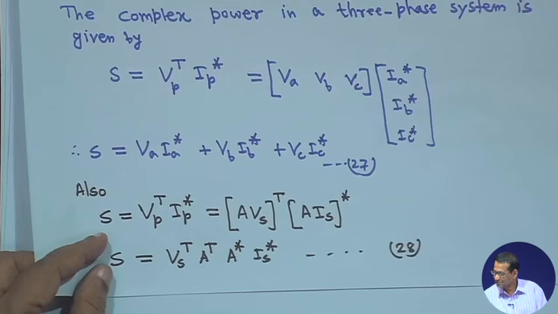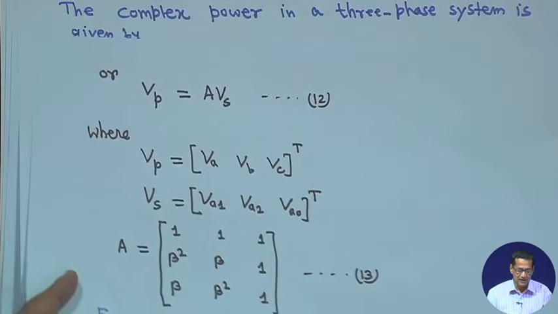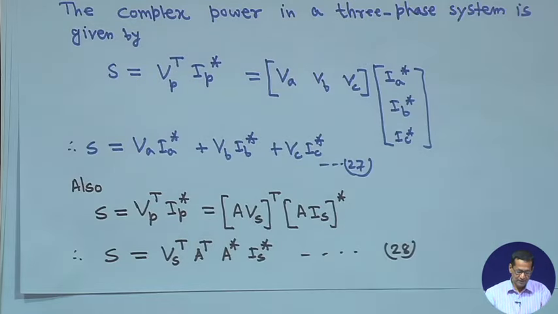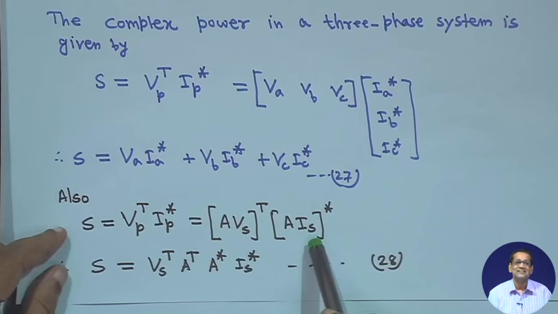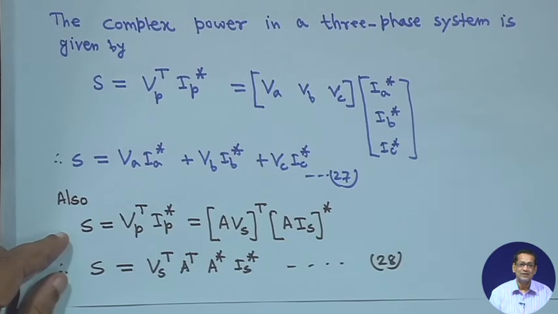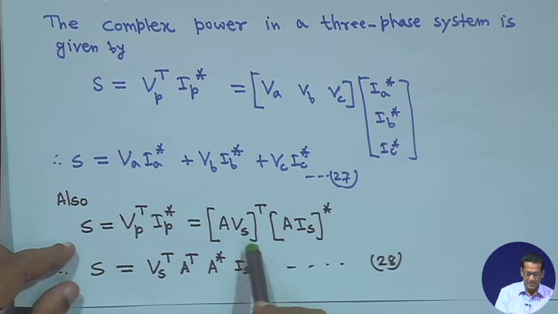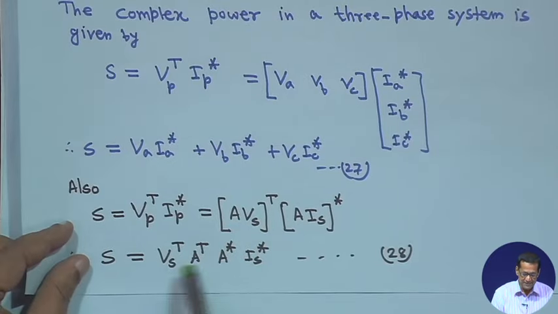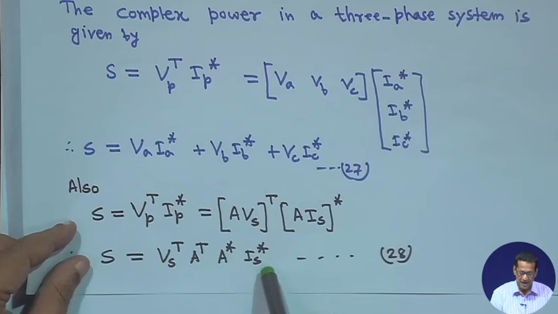Let me show you once again that Vp is equal to A Vs, that is equation 12. So, put here Vp is equal to A Vs. Similarly, with the same philosophy, Ip also will become A Is. This I have written directly, but the philosophy remains the same for voltage and currents. So, it will be (A Vs) transpose then (A Is) conjugate. So, (A Vs) transpose means Vs transpose then A transpose, then A Is conjugate, that means A conjugate Is conjugate.